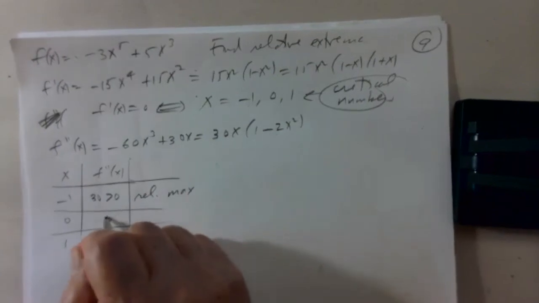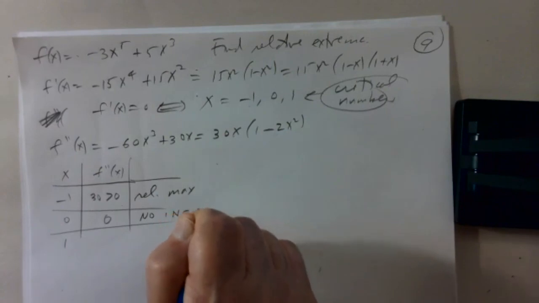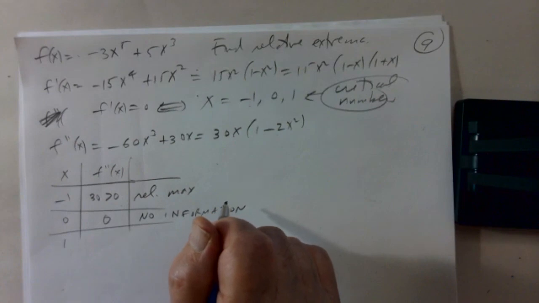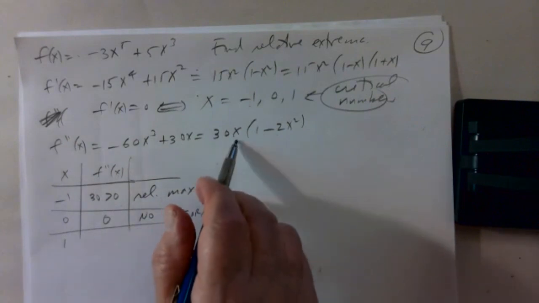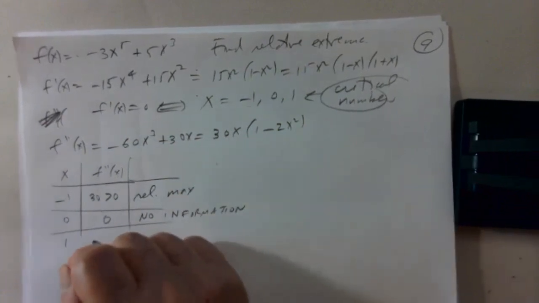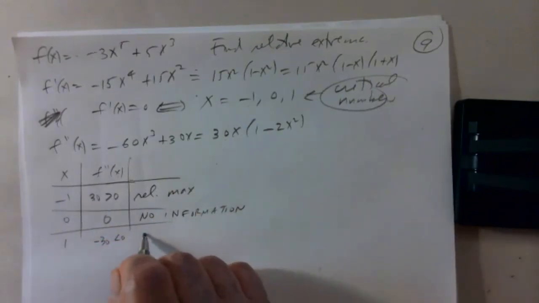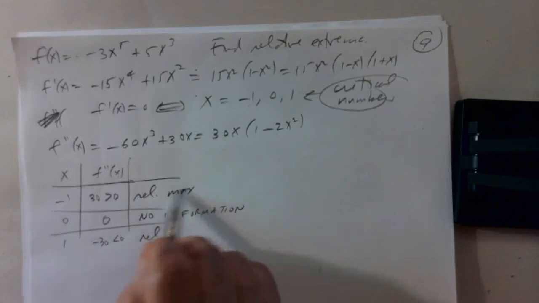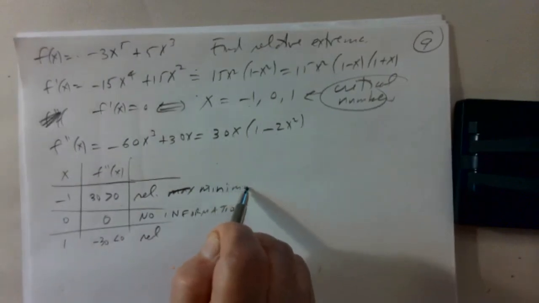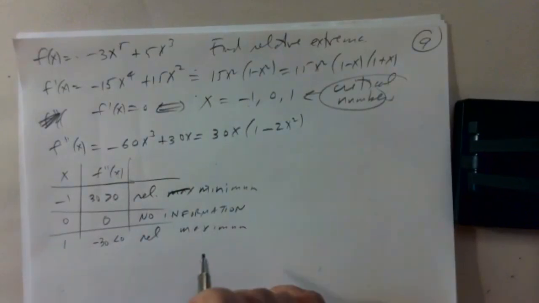When x equals 0, this is 0. So we have no information from that. We just don't know. When x equals 1, we get 30 times minus 1. That's minus 30, which is negative. So second derivative negative means we have a relative maximum. Second derivative positive means this is a relative minimum.